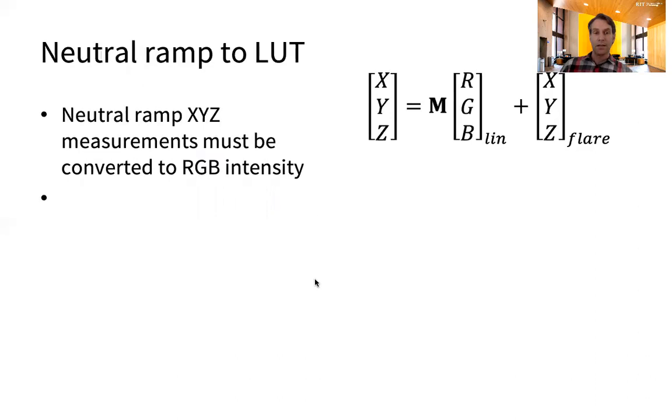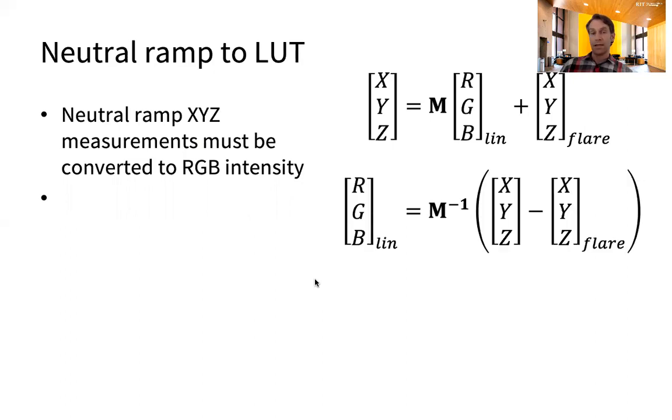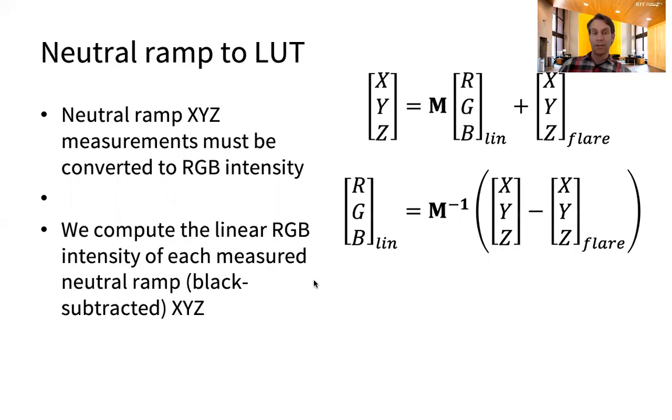Next is a tricky detail on getting from a measured neutral ramp to a LUT. We have to convert neutral ramp XYZ values to linear RGB intensity. How? The solution is in the inversion of this same linear equation that is the core of our model. We compute the linear RGB intensity of each of the measured neutral ramp, meaning black subtracted XYZ values. These should all end up in the range of 0 to 1. We can then interpolate the red intensity to build the red LUT, the green to build the green LUT, and the blue to build the blue LUT. We usually interpolate for all integer inputs, corresponding to the typical 0 to 255 range of 8-bit digital inputs.